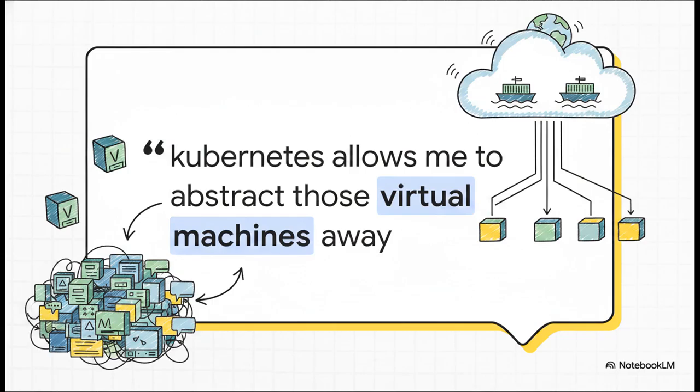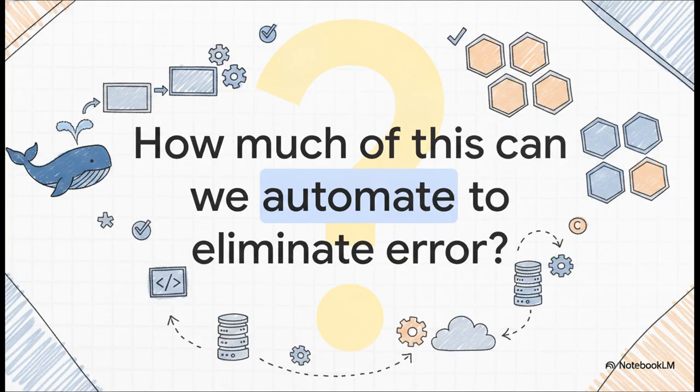I love how the source material summarizes this. It says, Kubernetes allows me to abstract those virtual machines away, and I can just interact with them as a single cluster. Honestly, that perfectly captures the ultimate value proposition we've been exploring today. We took this complex, messy infrastructure and literally transformed it into one clean, unified API for seamless, highly available deployment. So, we have successfully conquered the manual deployment pipeline together.